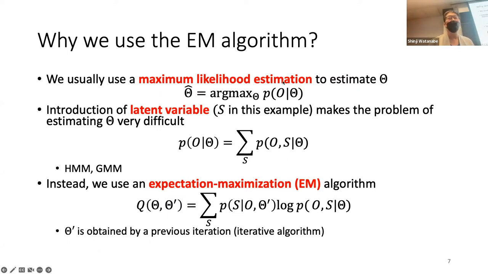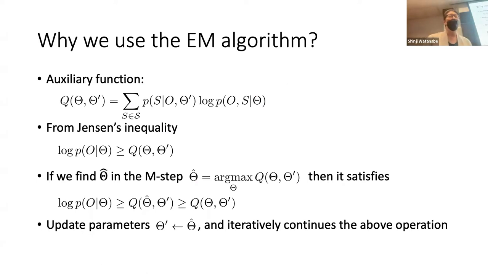But this actually has a good property. The auxiliary function is defined by these equations. First, this part is the likelihood distribution, the joint distribution of the observation and the latent variable. And this is the posterior distribution of the latent variable. And then we define this auxiliary function. By using Jensen's inequality, I skip this derivation, but please check some textbook and so on.